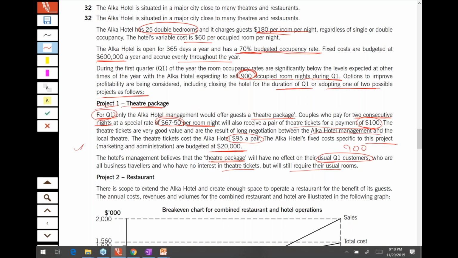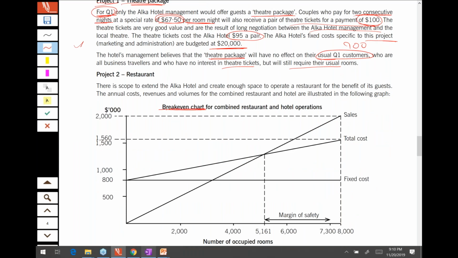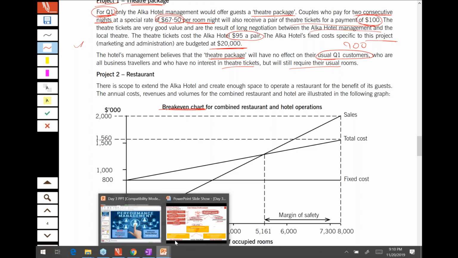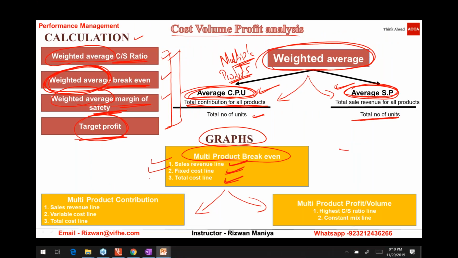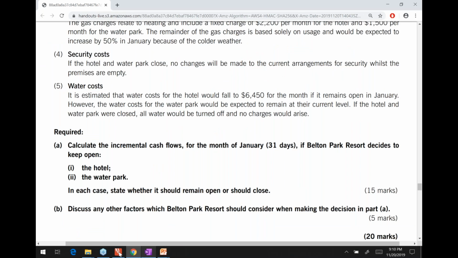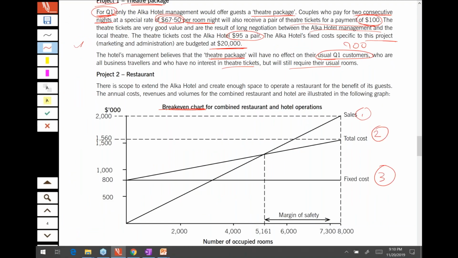Project 2. This is a break even chart. I just told you, a break even chart shows you sales revenue line, fixed cost line, total cost line. So you can see here the sales revenue line, total cost line, fixed cost line. Awesome. There is scope to extend the Alka Hotel and create enough space to operate a restaurant for the benefit of its guests. So this is what they want to open there. The annual cost, revenue and volumes for the combined restaurant and hotel are illustrated in the following graph. Now this is a combined graph, which means the current hotel plus the restaurant.